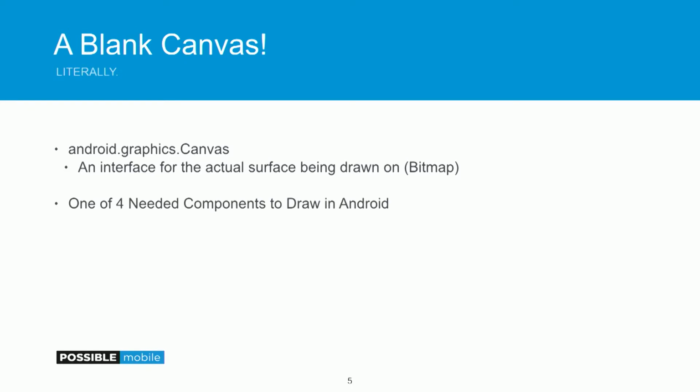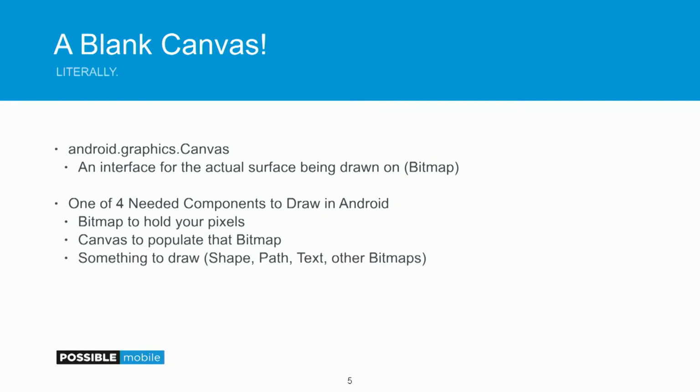To actually draw things on Android, you need 4 major components. The first one is a bitmap to hold your pixels. At the end of the day, that is what Android is going to use to make what you want actually show up on screen. The next is our canvas. This is how you actually take whatever you want to draw and dictate what pixels you want to show up in your bitmap.